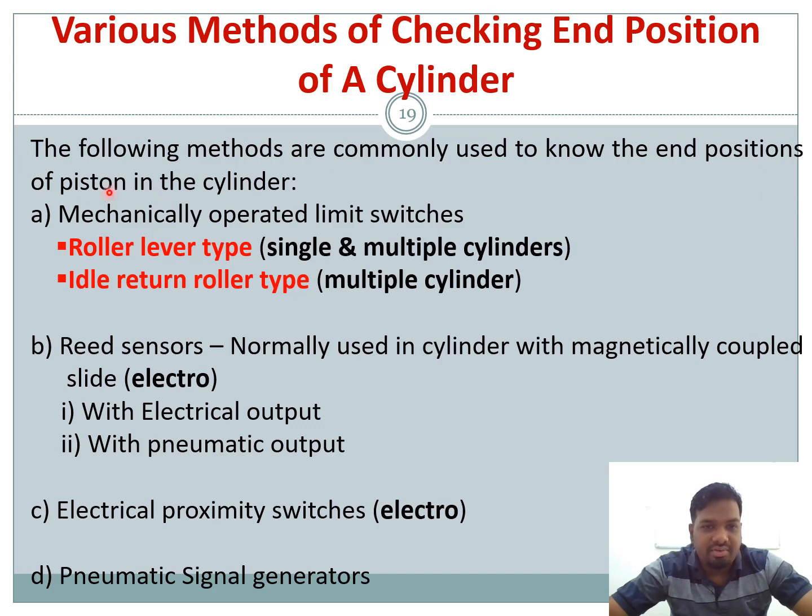of the piston. First is the commonly used mechanical way. So you use a roller type or idle return roller type. Okay, and you have a reed sensor. This is for your electro-pneumatic and electrically proximity switches. This is also for electro-pneumatic. Then you have pneumatic signal generators. Okay, this is for advanced circuit.